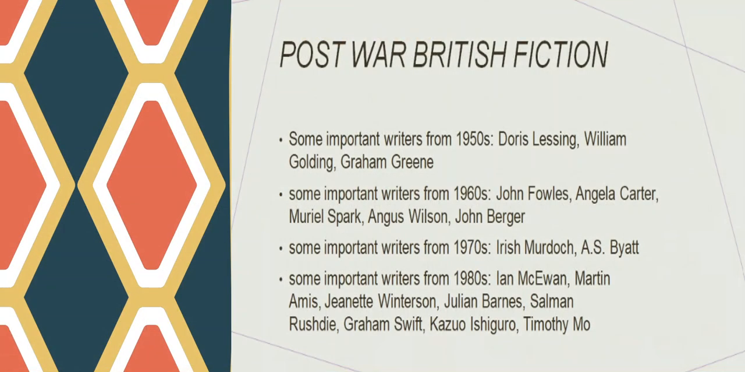Now, these are the post-war British fictions. During the 1950s, we have Doris Lessing, William Golding, and Graham Greene, the very canonical authors of that time. Then in the 1960s, we have John Fowles, Angela Carter, and Muriel Spark. We are reading about Angela Carter in this class, and we have already read about Muriel Spark in the last class. Angus Wilson, John Berger, then Iris Murdoch, A.S. Byatt. They started writing from the 1970s and were very much active until the 20th century.